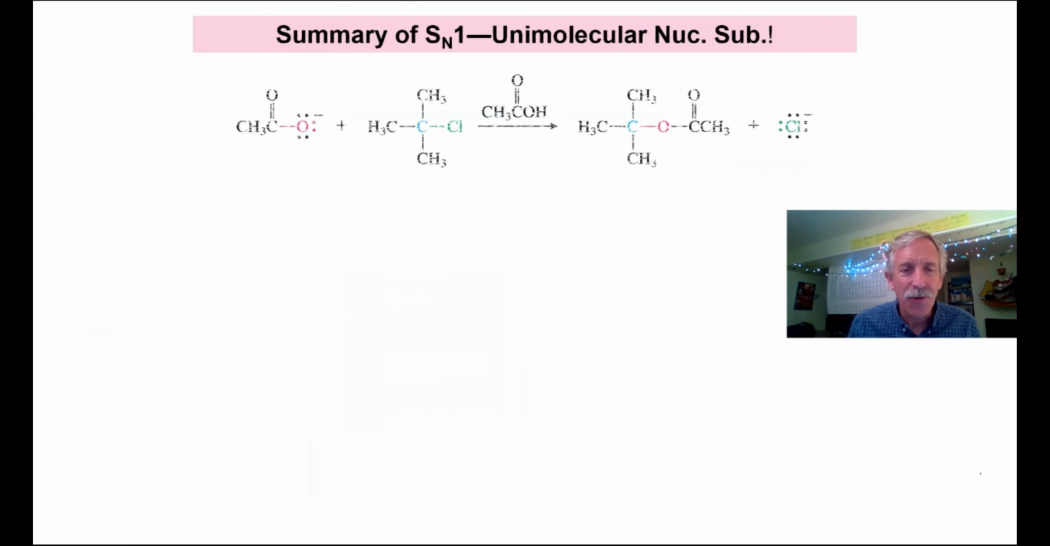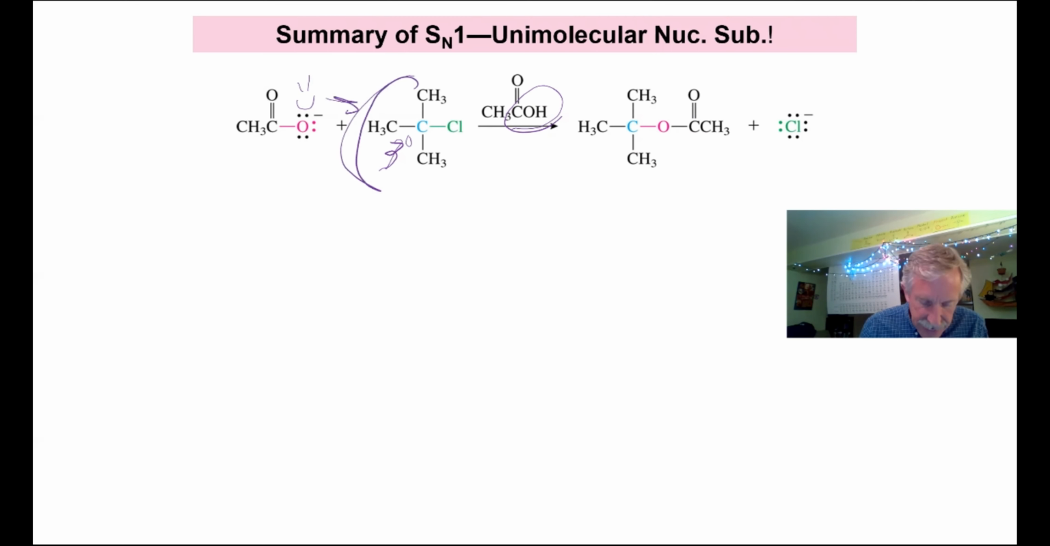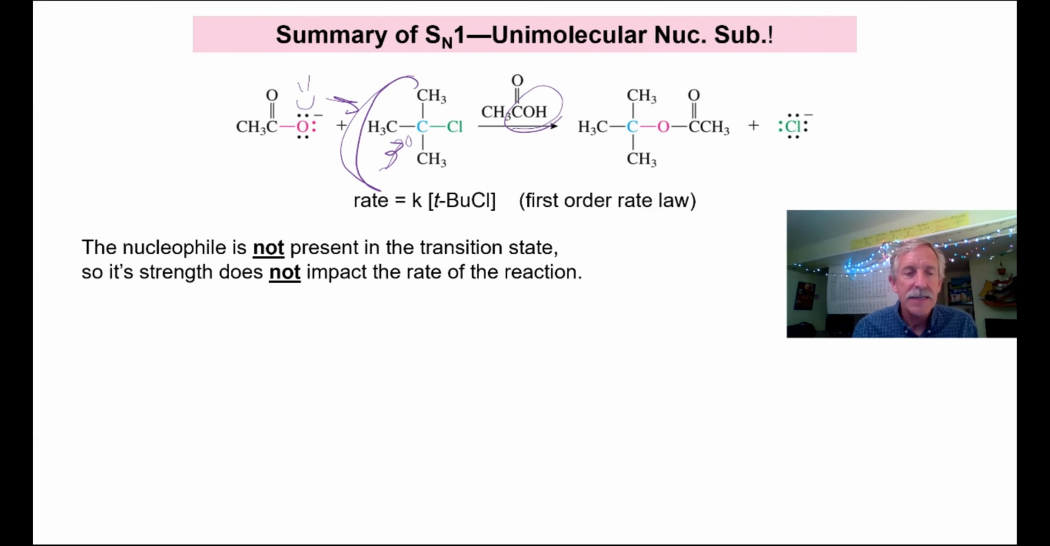So, summary of our SN1. Try to see that I'm going to do an SN1, and notice this is in a protic solvent. Notice this is on a tertiary carbon. Even though I have a good nucleophile, this is too bulky to do backside attack. So it's got to go SN1 and go through a carbocation planar intermediate. I haven't shown any stereochemistry in this one, but keep that in mind. The nucleophile is not present in the transition state. It's not present in the reaction, and therefore the strength of it does not impact.